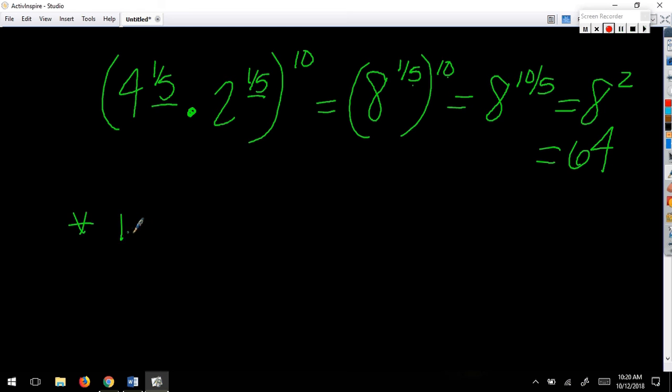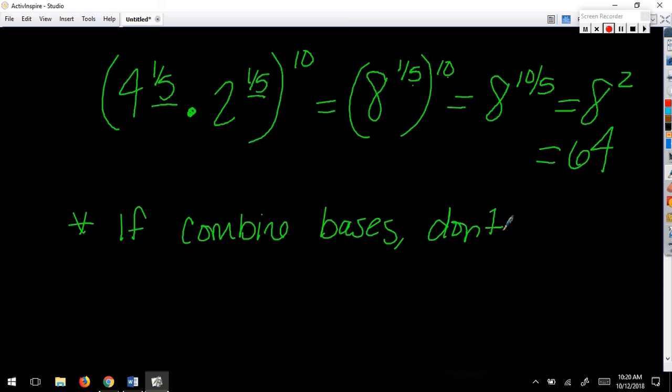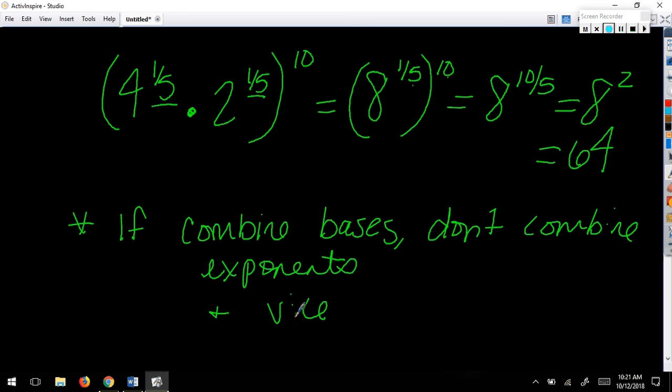Okay, so make sure you know if you combine bases, don't combine exponents. You can't do both, and vice versa. If you want to put in your notes that if you combine exponents, don't also combine bases, whatever you want, but just know that you do one or the other and not both.